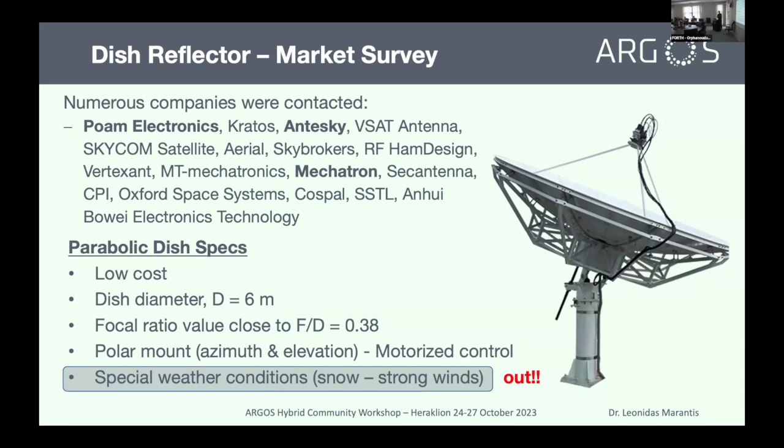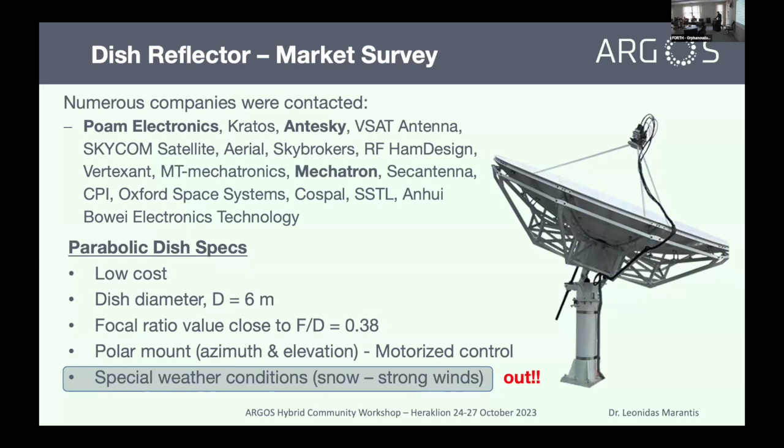So now we narrow down all these choices to just 3 companies: POM Electronics, Anti-Sky, and Megatron. It's a Greek company based in Crete. And the parabolic disc specs, of course, first of all, the low cost, because this is something quite important. The budget is not huge in Argos, so we are really aiming for a low-cost solution for the reflector.